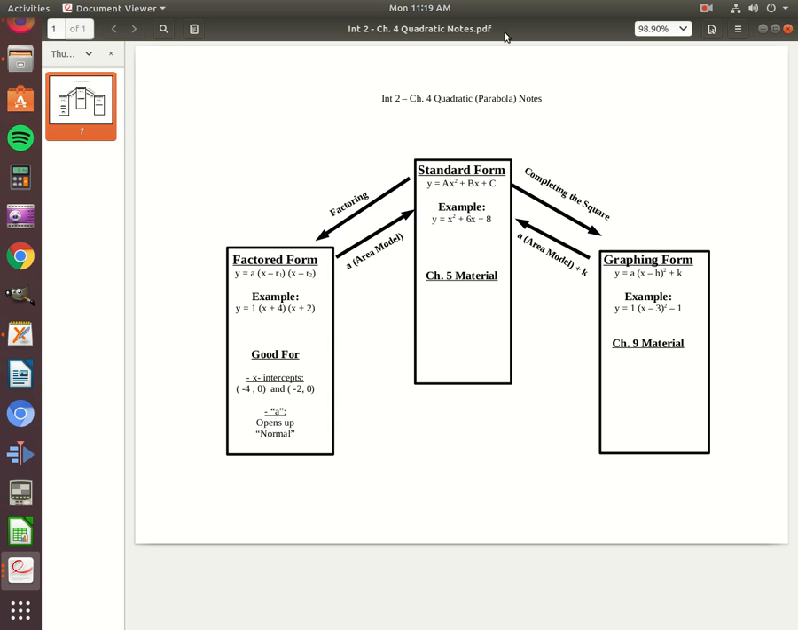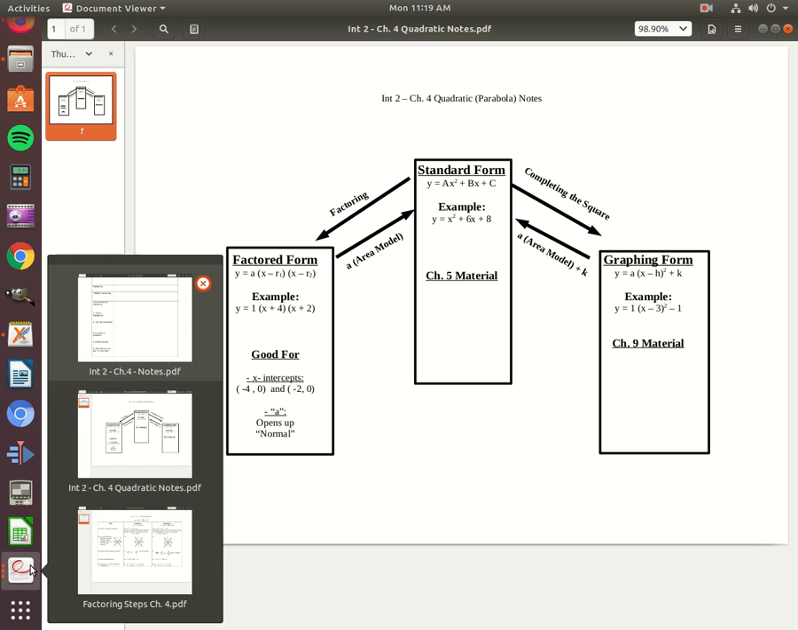In chapter 5, we'll look a little bit more at what we can learn when it's already in standard form. And then in chapter 9, we'll complete the square and we'll use graphing form. But again, this box will be answered in chapter 9. So it's kind of a roadmap of where we're going to be filling in. And actually in chapter 5, you'll get another one of these with this section filled in. And in chapter 9, you'll get another one of these with this section filled in.